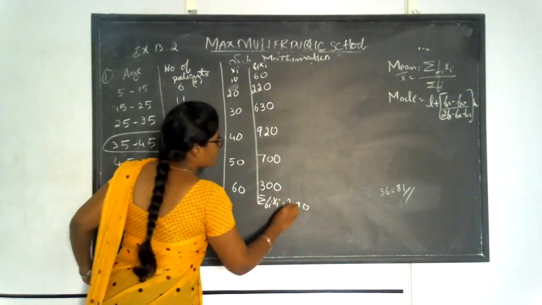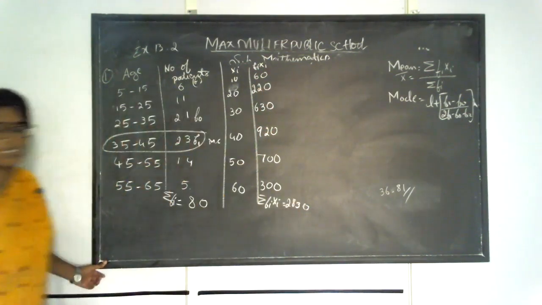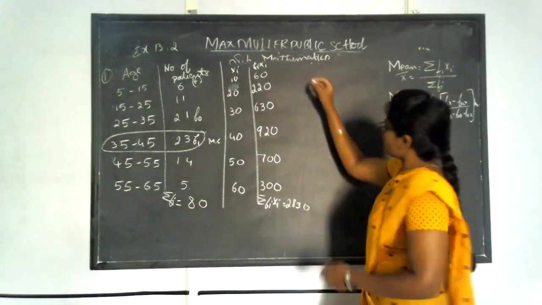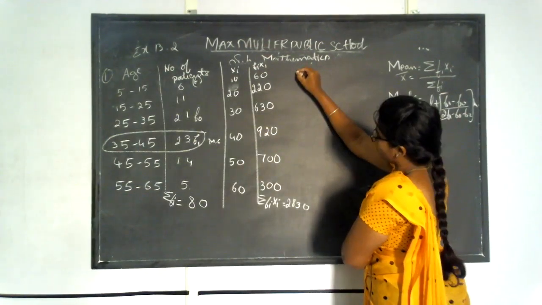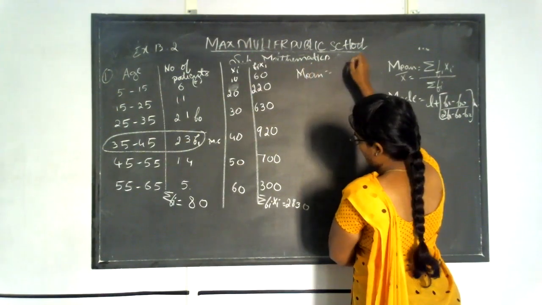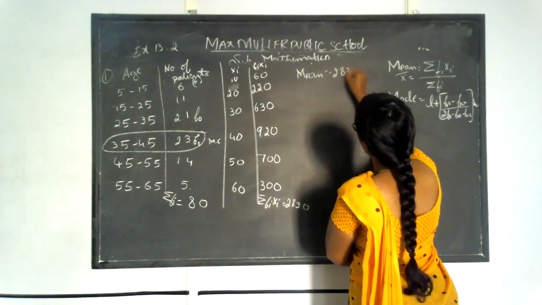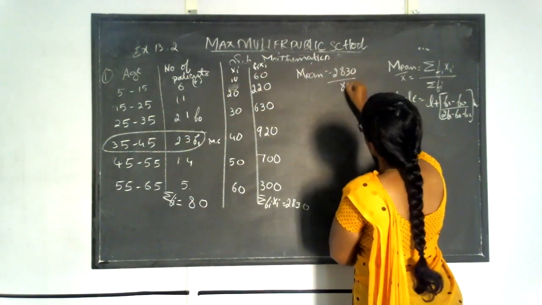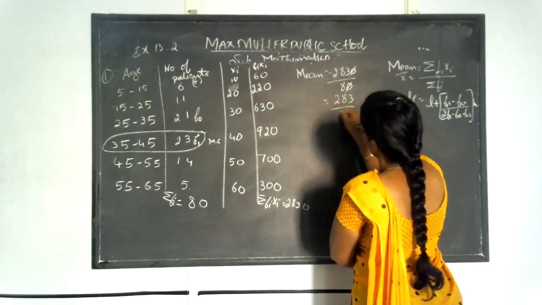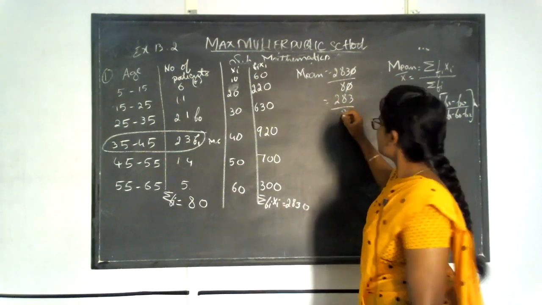So it is 2830. Now what you need to find out? You need to find out the mean. So mean is equal to sigma fi xi, which is 2830 divided by 80. 0 gets cancelled. You'll be left with 283 divided by 8. How much will you be left with?